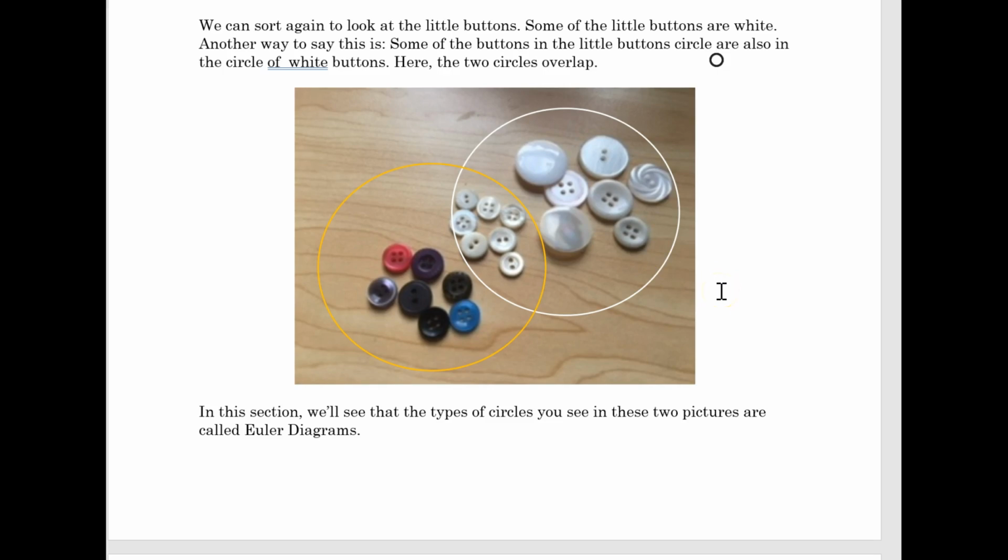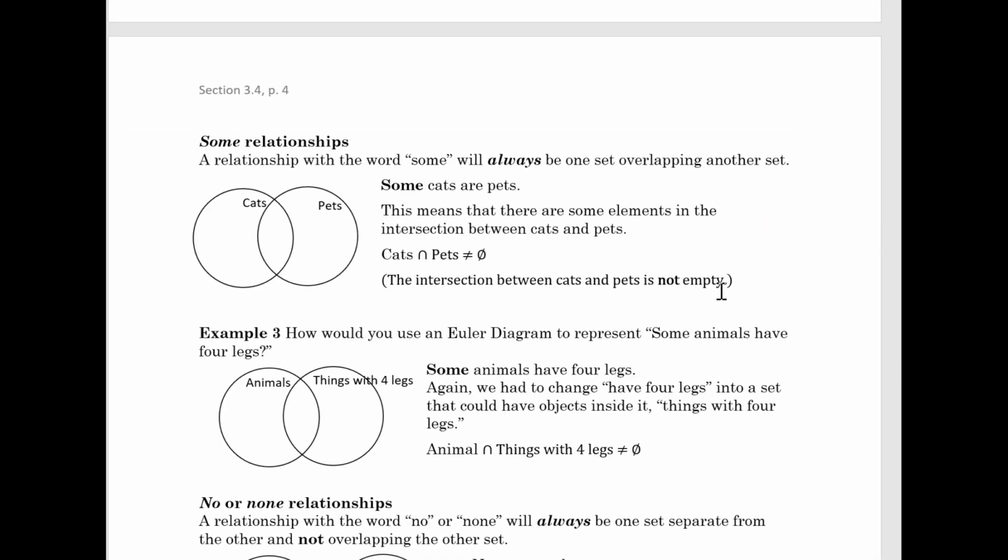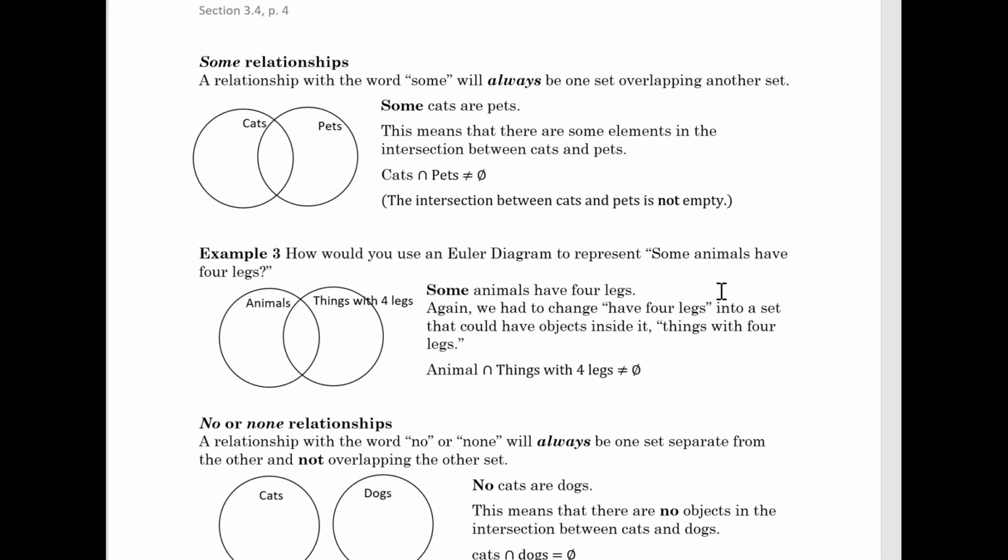The two circles overlap. So that is the sum relationship, which is always shown with two overlapping circles. It means that there is something in the overlap. If there isn't going to be something in the overlap in an Euler diagram, we don't show them overlapping. So here it's true that cats and pets overlap, right? There is something in the intersection. It's not the empty set.